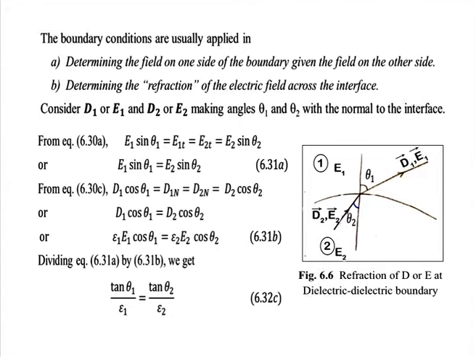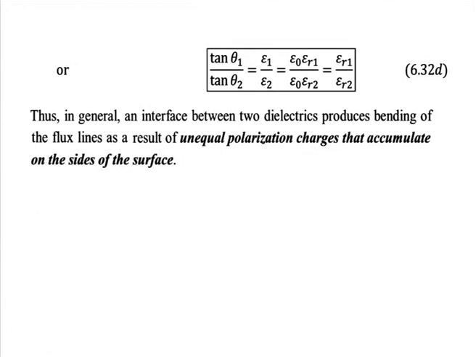When we divide 6.31a by 6.31b, we get tan theta 1 by epsilon 1 is equal to tan theta 2 by epsilon 2, and knowing tan theta 1 over tan theta 2, which is equal to epsilon r1 upon epsilon r2, from this we can find out the amount of refraction. Thus, in general, an interface between two dielectrics produces bending of the flux lines as a result of unequal polarization charges that accumulate on the sides of the surface.